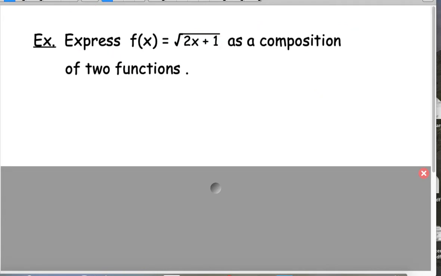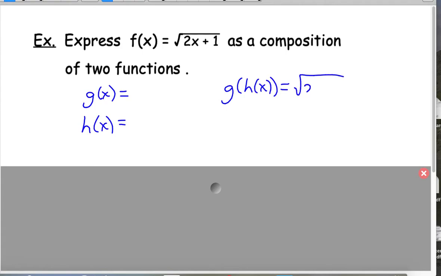All right, last idea. Let's work backwards. Express f of x equals the square root of 2x plus 1 as a composition of two functions. So what I'm saying is that we had two functions. Let's call it, I don't know, g of x and h of x. And when I did g of h of x, I wound up with this f of x function, the square root of 2x plus 1.